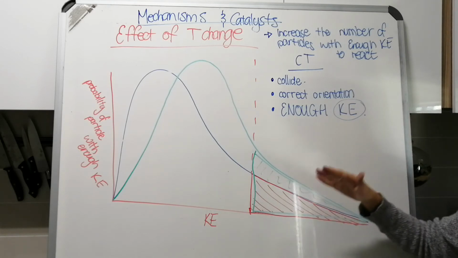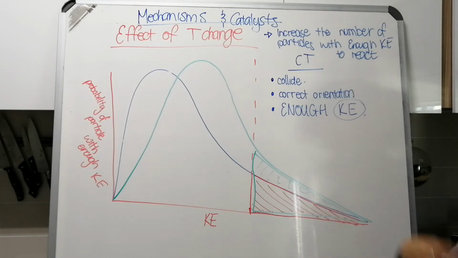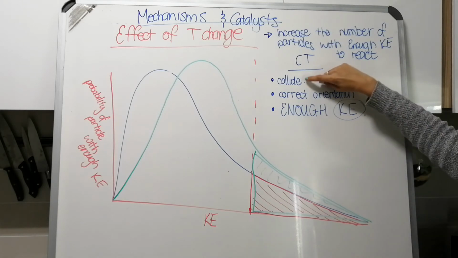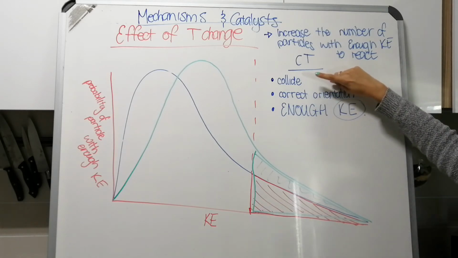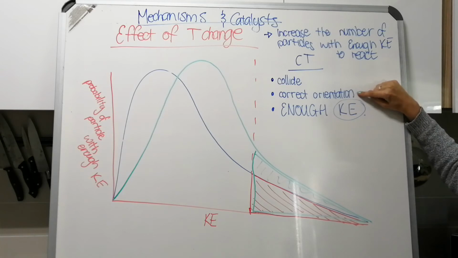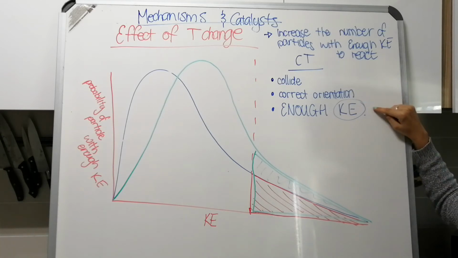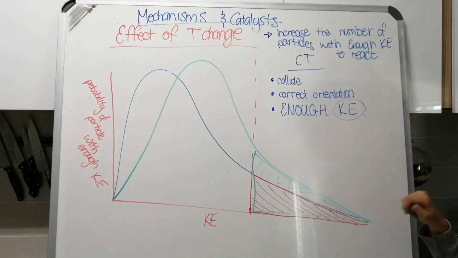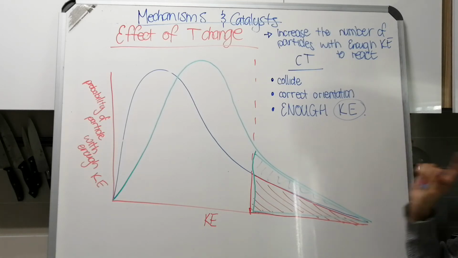So now if I increase the temperature, it means I have more particles with enough kinetic energy, which means some of these collisions that were colliding with the correct orientation didn't have enough kinetic energy initially. Now they do have enough kinetic energy. Not all of them, but more of them. Okay, so that's why changing the temperature increases the rate of reaction.